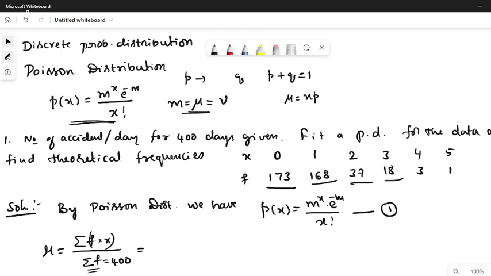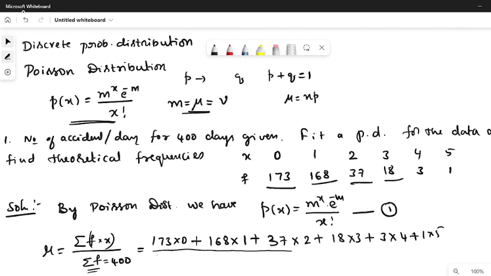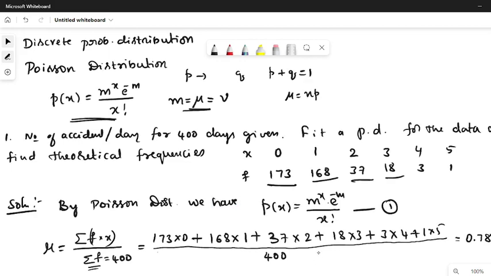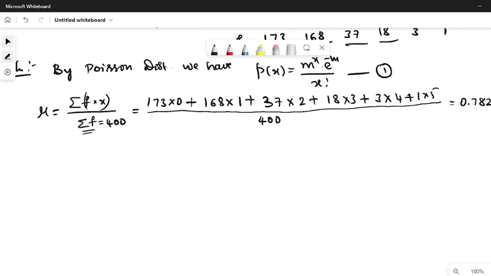So 0 accidents for 173 days. Sorry, I said it in the opposite way. So it is 173 into 0 plus 168 into 1 plus 2 into 37 plus 3 into 18 plus 3 into 4 plus 1 into 5, all divided by total frequency, that is 400. So this will give you 0.7825. So on the average there are 0.7825 accidents per day.